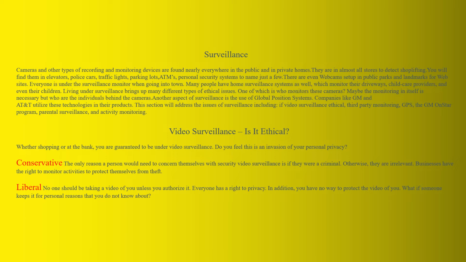Another aspect of surveillance is the use of global positioning systems. Companies like GM and AT&T utilize these technologies in their products. This section will address the issues of surveillance, including video surveillance ethics, third-party monitoring, GPS, the GM OnStar program, parental surveillance, and activity monitoring.